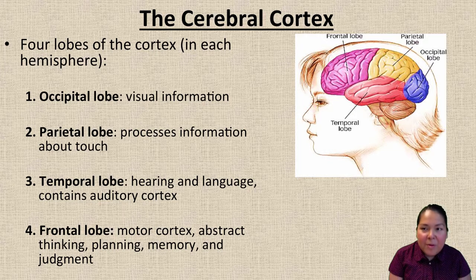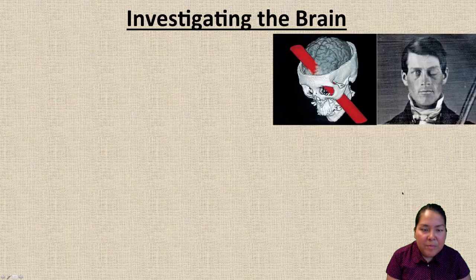And one individual that we will talk about in the next slide, and I'll introduce here, is Phineas Gage. He's a prime example of an individual who had damage to the frontal lobe and as a result experienced deficits in judgment, planning for the future, and emotion regulation. And so all of these higher order functions are located within this frontal lobe.